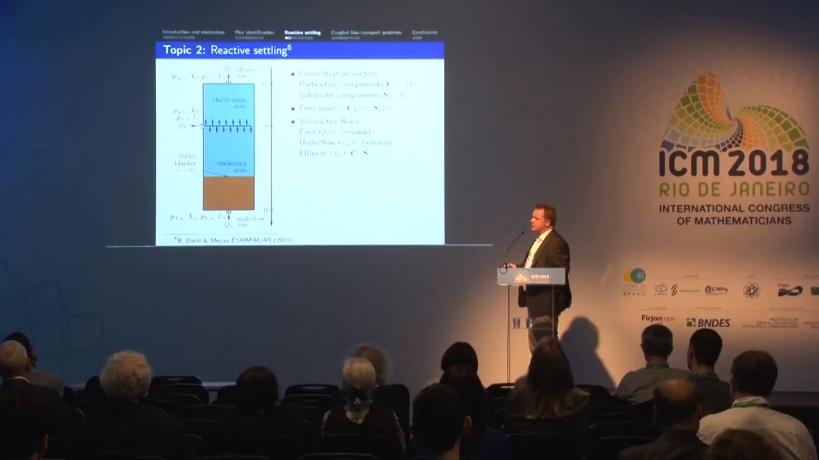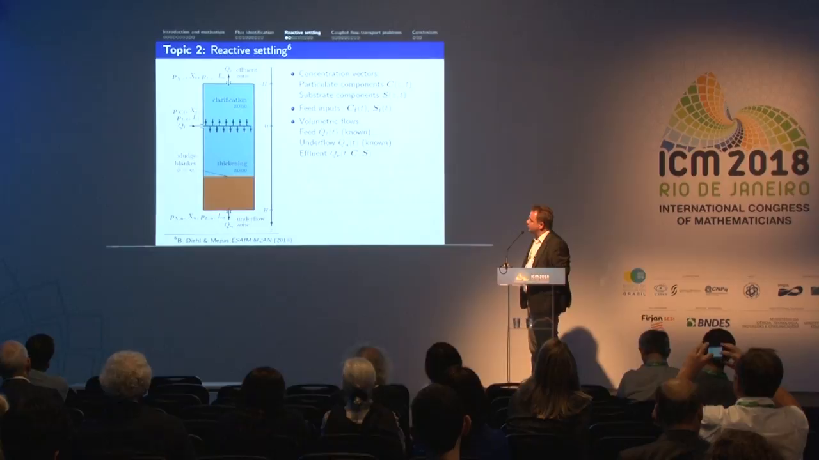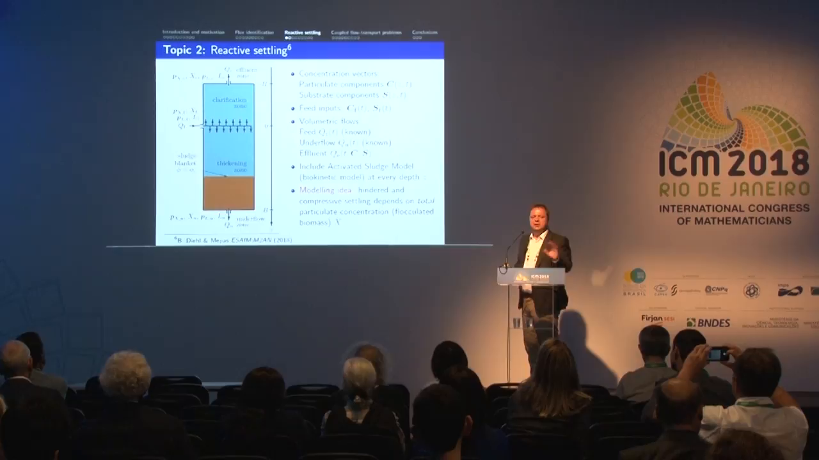This gives rise to volumetric flows, the feed, underflow and effluent, as in the model that was presented in the introduction. And we then include the activated sludge model, that is the accepted biokinetic ODEs at every depth.